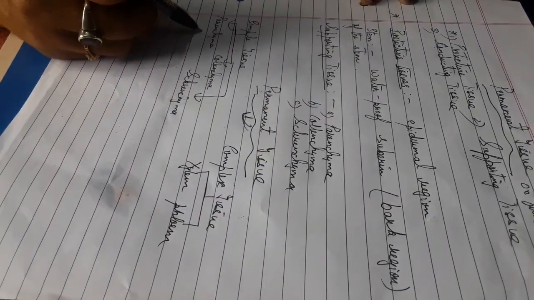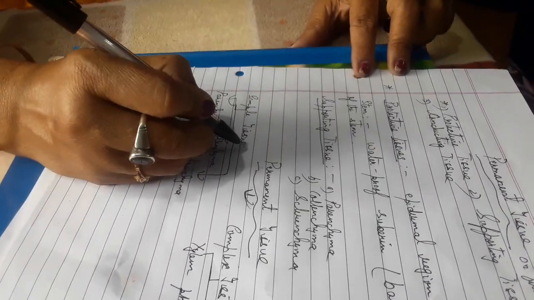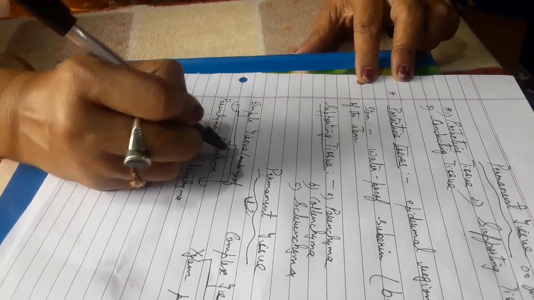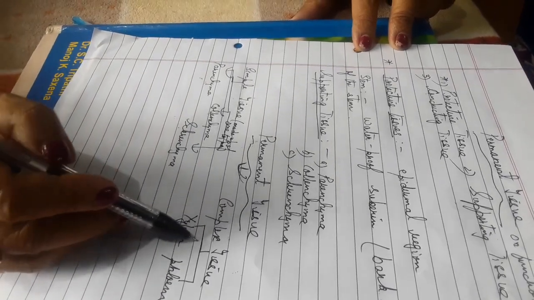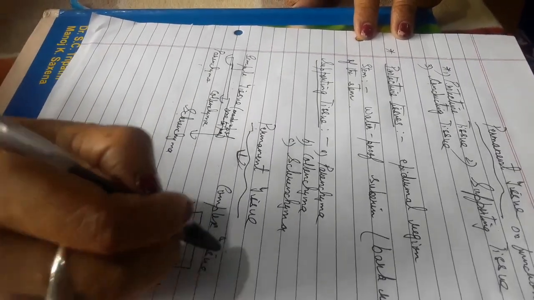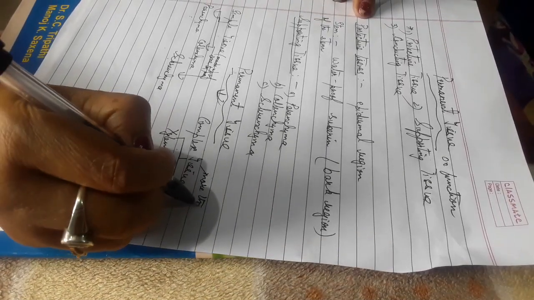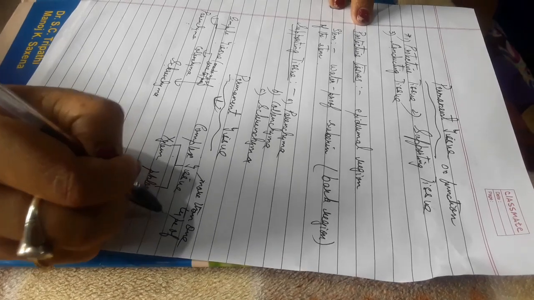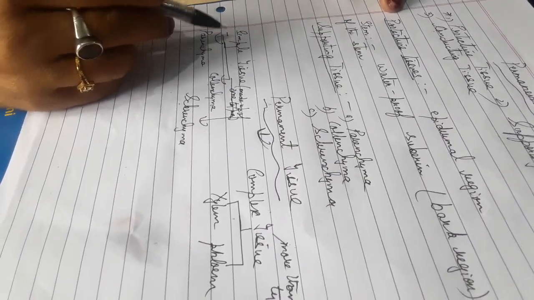Now, why are they called simple tissues, parenchyma, collenchyma, and sclerenchyma? Because they are made up of only one type of cells. Whereas when we talk about the complex tissues, they are made up of more than one type of cells. We shall discuss the simple tissue first.